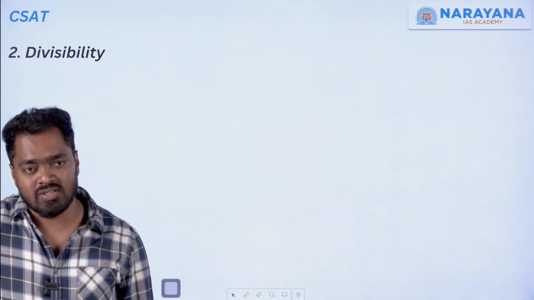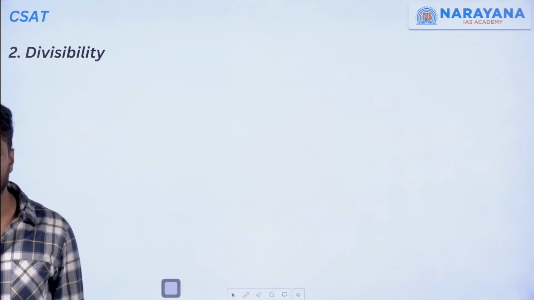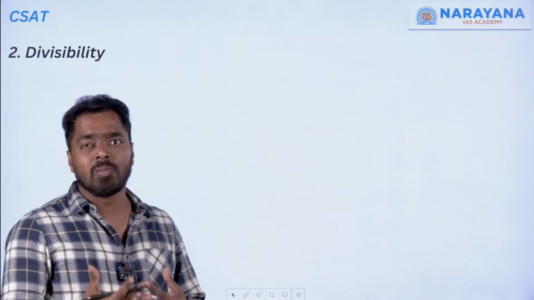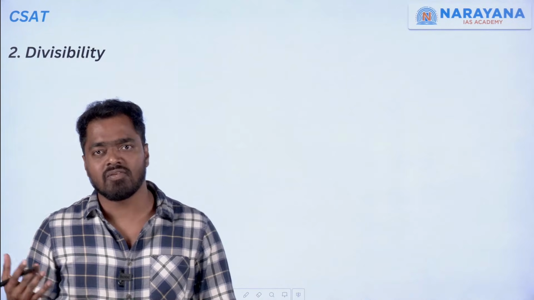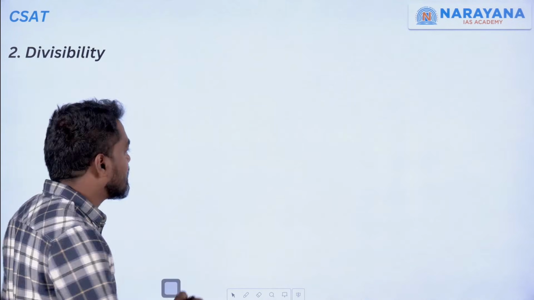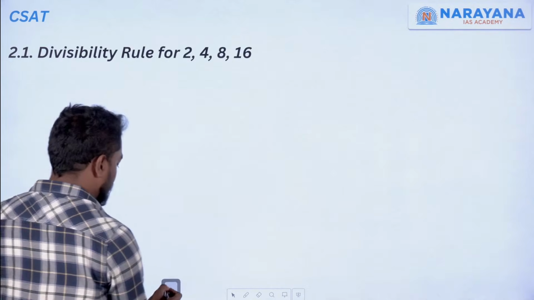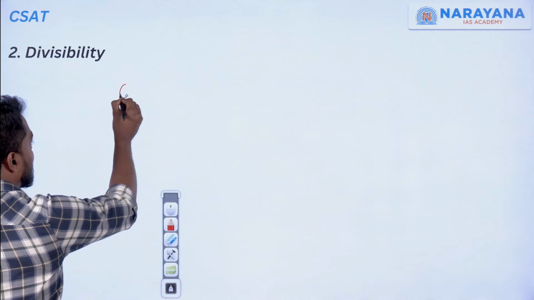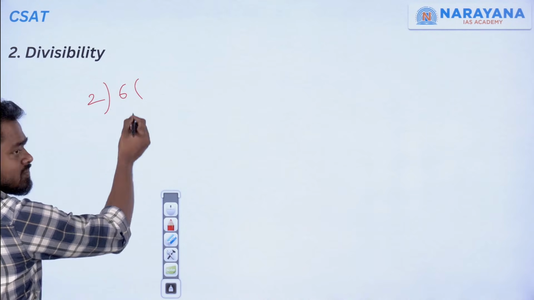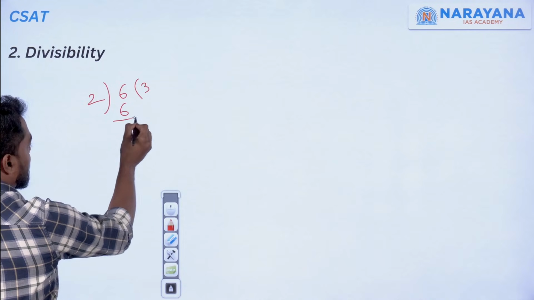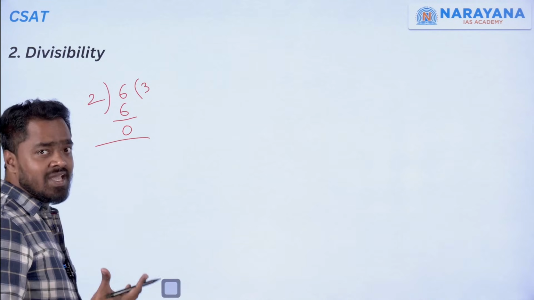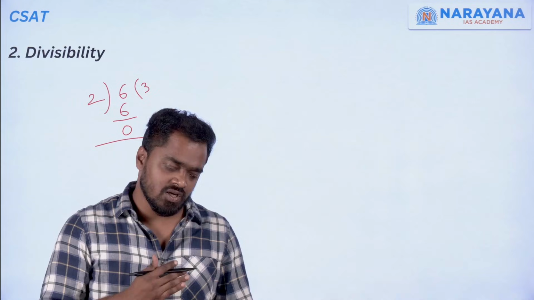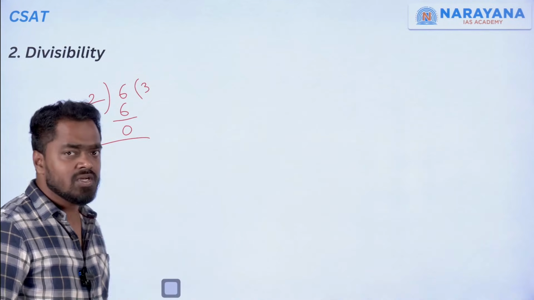So now we will start with this subtopic, divisibility. So what is divisibility? It is the ability of a number to be divided by another number without leaving any remainder. So for example, if you take the number 6, divide it by 2. 2 threes are 6, the remainder is 0. So 6 is getting divided by 2 leaving a remainder 0, so that means we say 6 is divisible by 2. So that is simple.